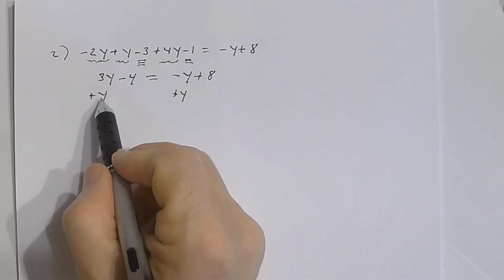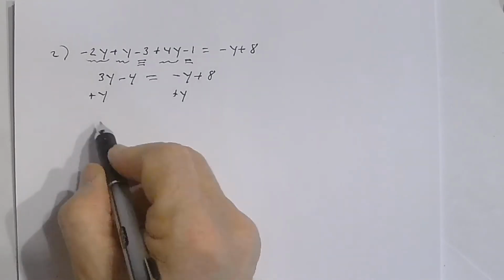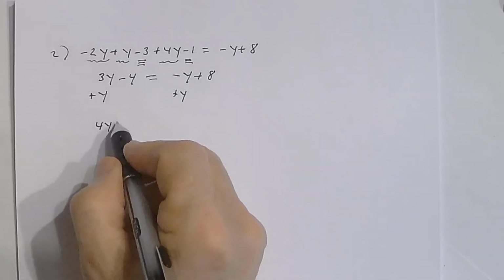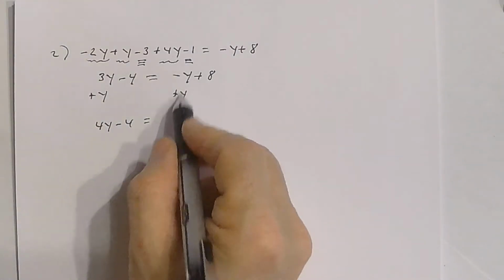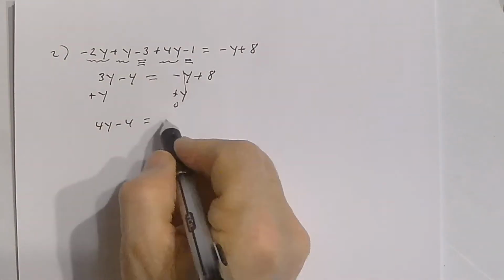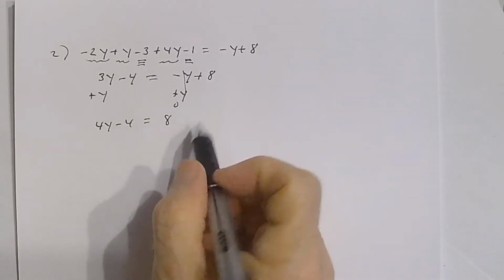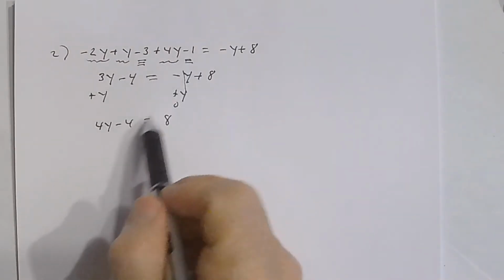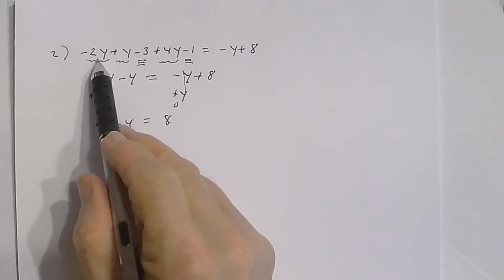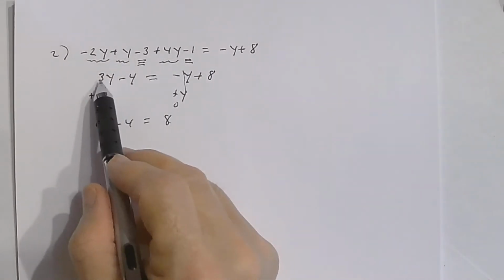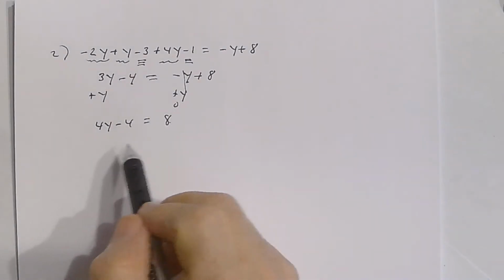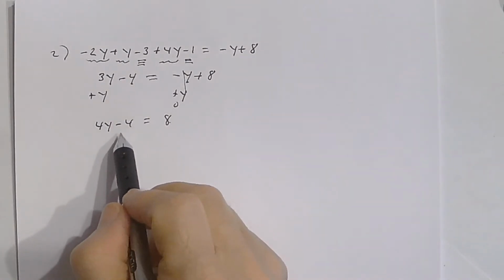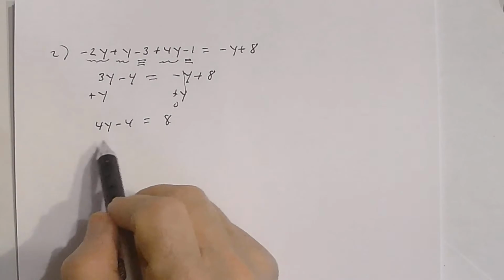So when I combine like terms, I get 3y plus y is 4y. So you get 4y minus 4 equals. And then negative y plus y is 0. So that's 0. And 0 plus 8 is 8. Okay? Now remember, these are all equivalent equations. So the solution to the original will be the solution to this equation, will be the solution to this equation, and so on.